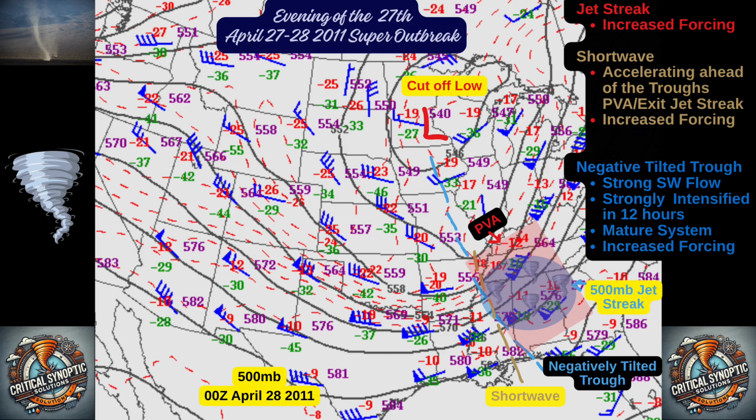That's really the biggest lesson from this entire presentation. Forecasting isn't about finding one magic feature. It's about seeing how multiple ingredients come together at the same time. The more pieces that line up, the more confident meteorologists become that something significant could happen.